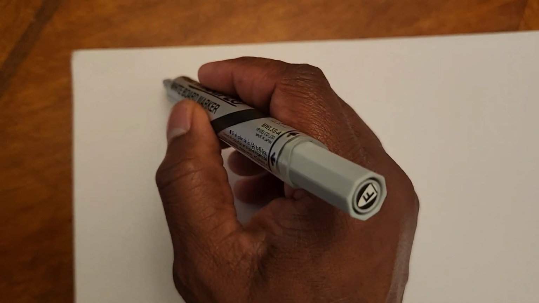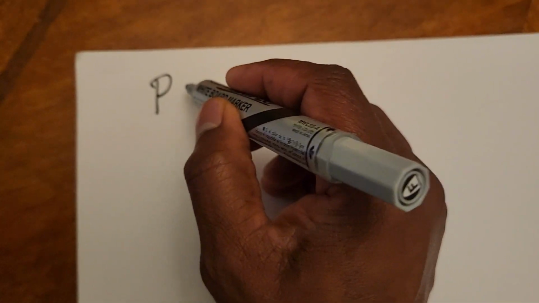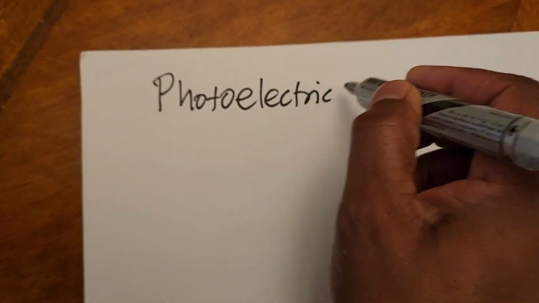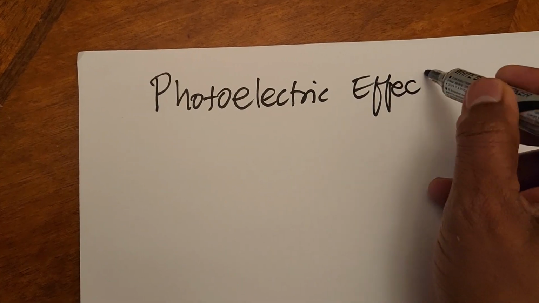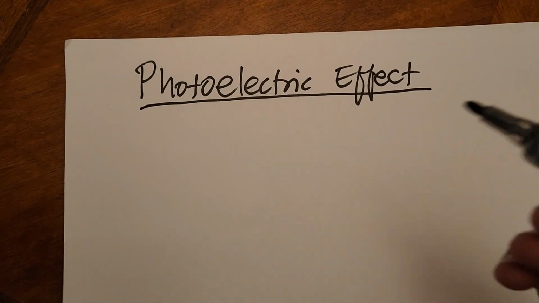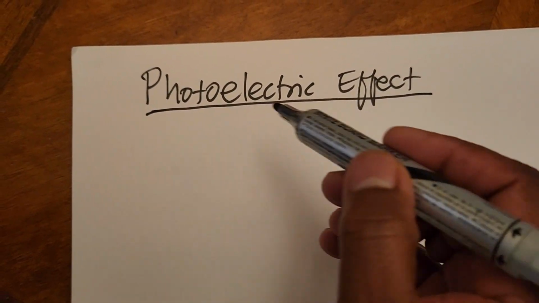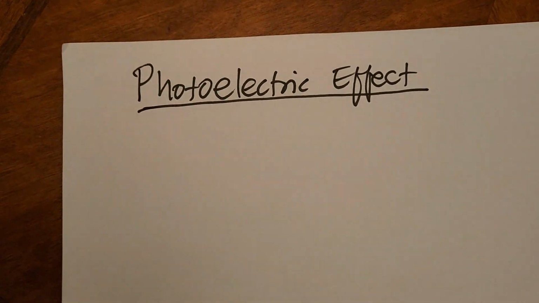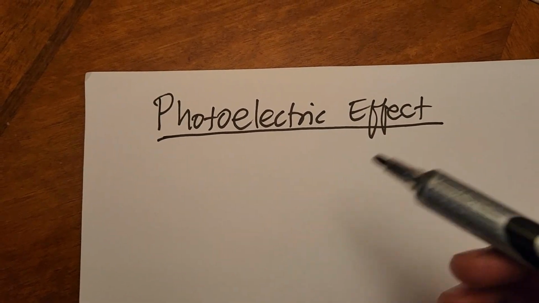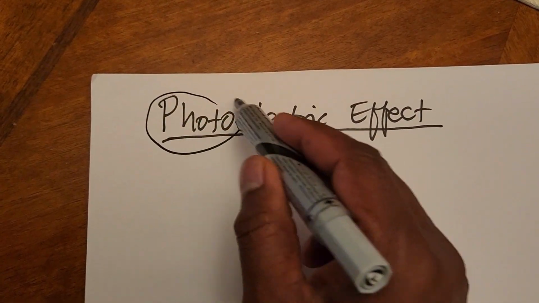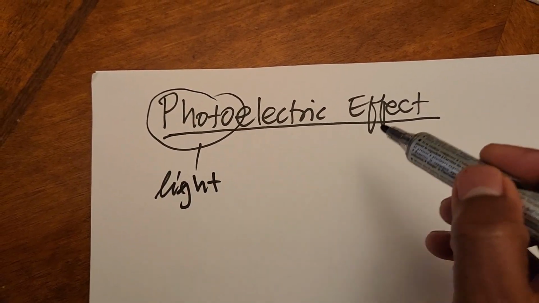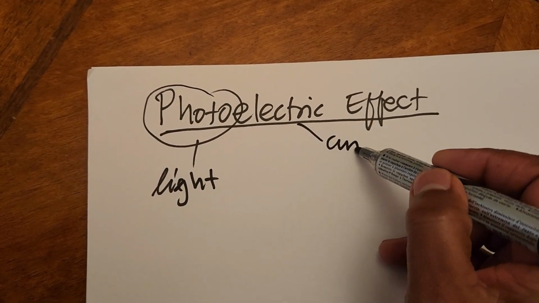We are on the photoelectric effect. Photoelectric effect. This branch of physics deals with the conversion of light energy into electrical energy. The word photo refers to light. Therefore, the electric part is where the current is produced.